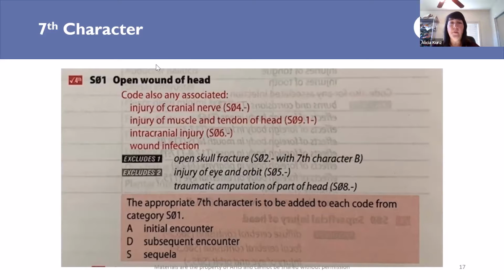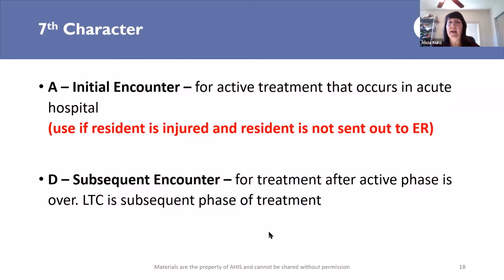So you can see here for open wound of the head, it's telling you the appropriate 7th character is to be added to each code from this category S01. So if it was an initial encounter, that's usually hospitalization, the letter would be A. But if they're with you in post-acute care, it would most likely be D for subsequent. And then we also have sequela, and in a few slides, I'll probably be going over what sequela is. So again, A is your initial encounter. Think A for active treatment.